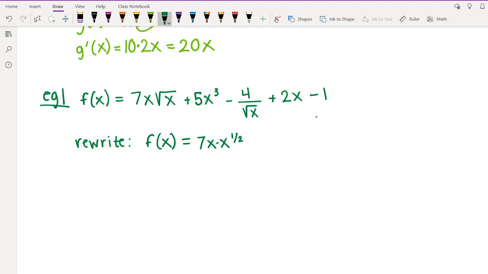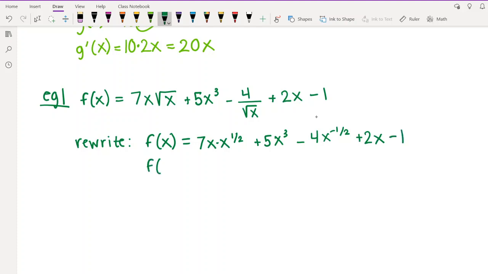Okay, so I'm going to start by taking 7x times the square root of x, and we can rewrite that as 7x times x to the 1/2. And then 5x cubed, that's great. We don't need to do anything about that. 4 over square root of x, so divided by square root of x would mean it's x to the negative 1/2, right? So this can become 4x to the negative 1/2. The negative is because it's in the denominator, the 1/2 is because it's a square root. And then we have 2x, and then we have minus 1.